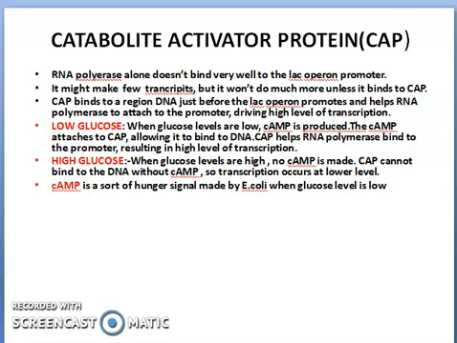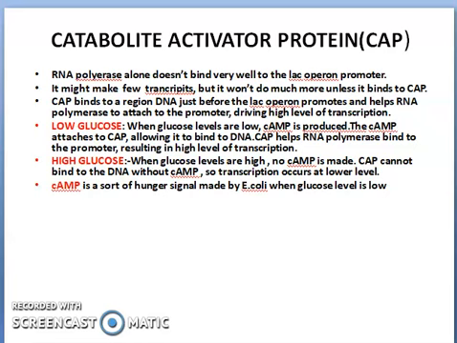Now, where will the cAMP increase? When the concentration of glucose is low and the concentration of lactose is high, cAMP will be produced and it will further activate CAP, which will go and bind to the DNA segment, by which the RNA polymerase will help for further transcription, or a high level of transcription, to take place.